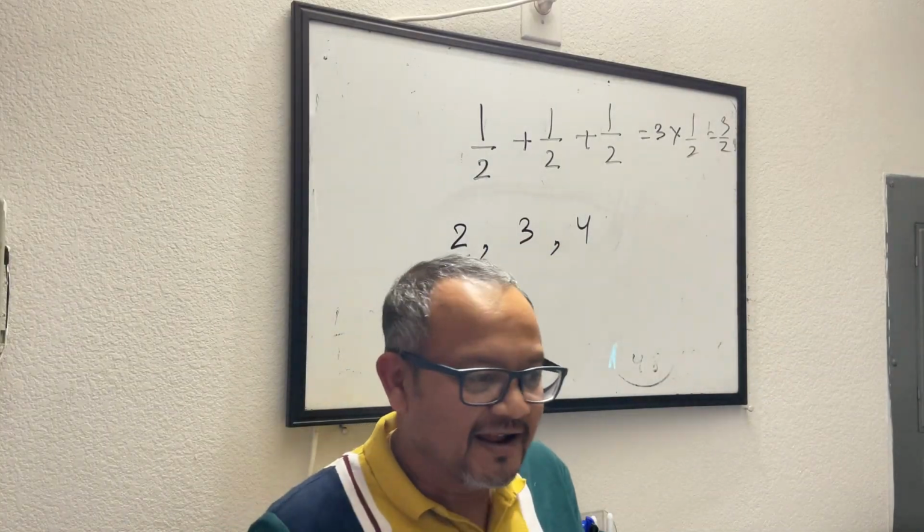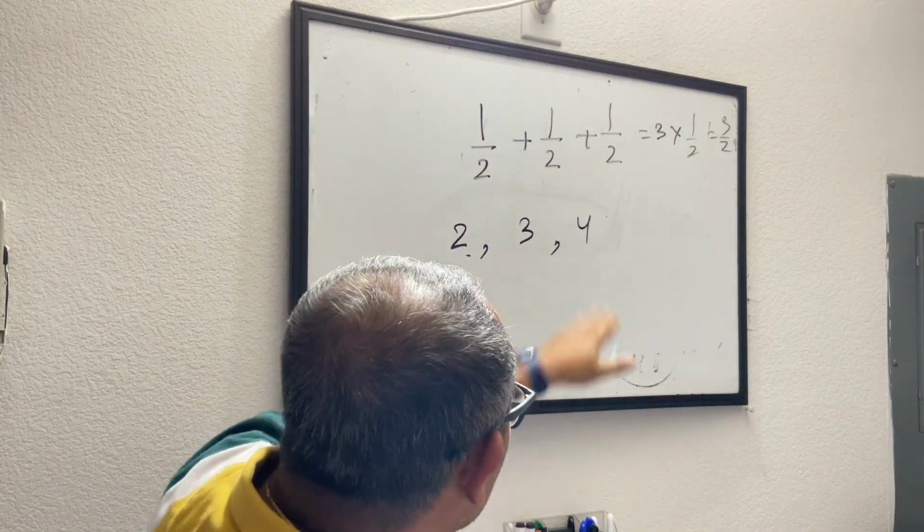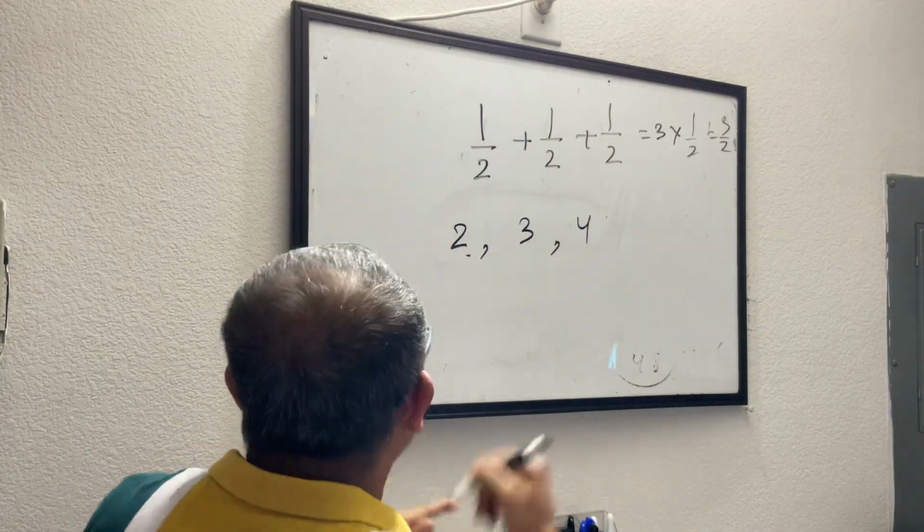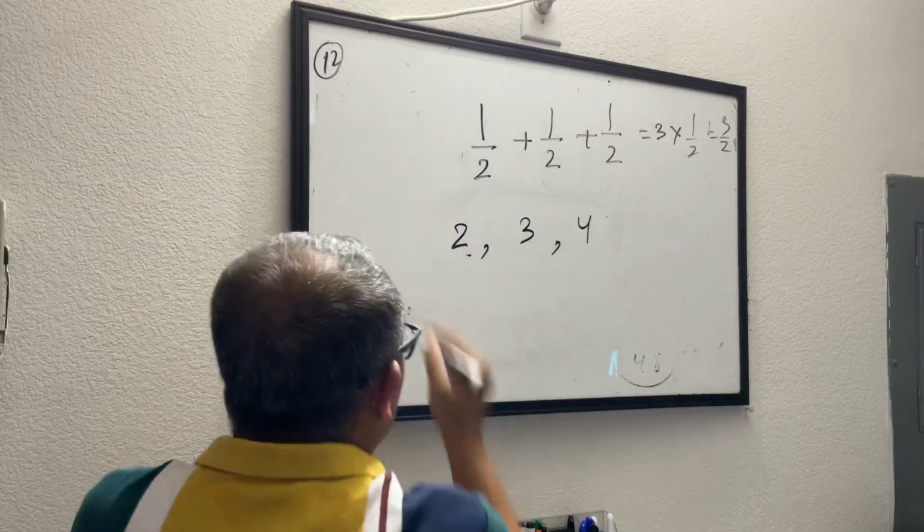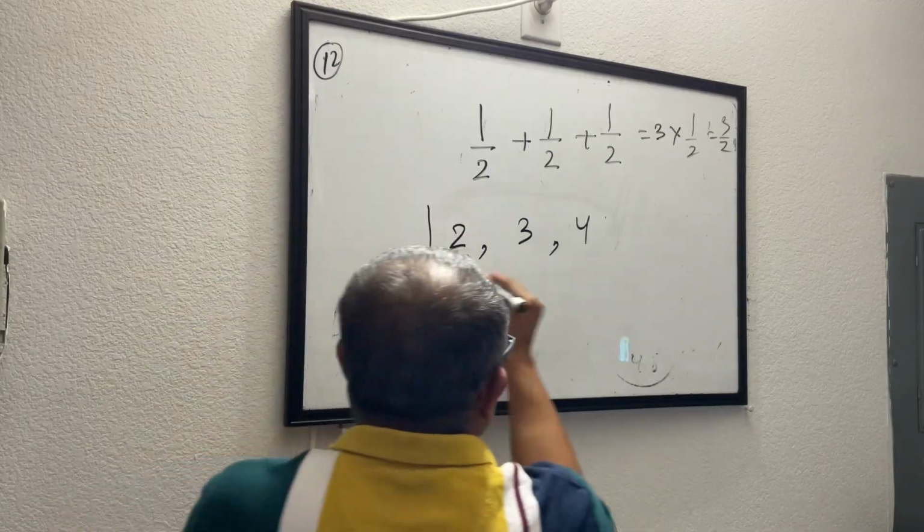Okay? Now let's find out the smallest number that can divide by 2, 3 and 4. We saw that okay, 12 was the smallest number, but we'll check it. How do you do it?